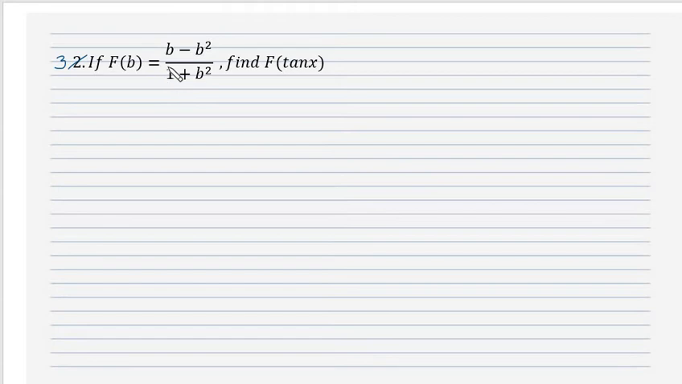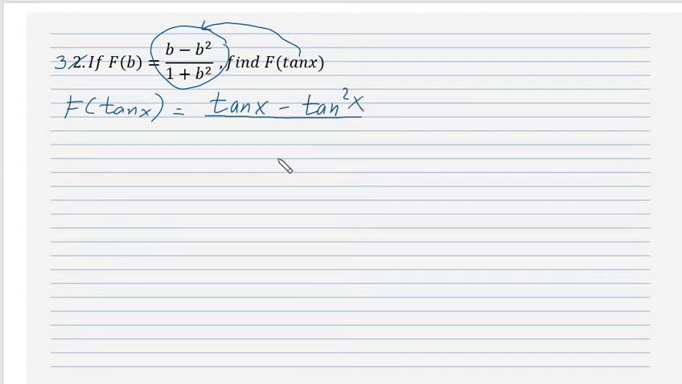If f of b is equal to b minus b squared all over 1 plus b squared, find f of tangent x. So f of tangent x is equal to, again, substitute tangent x for all the b variables in this expression. So we have tangent x minus tangent squared x, over 1 plus tangent squared x. Now, remember from our trigonometric identities that 1 plus tangent squared x is actually equal to secant squared x.